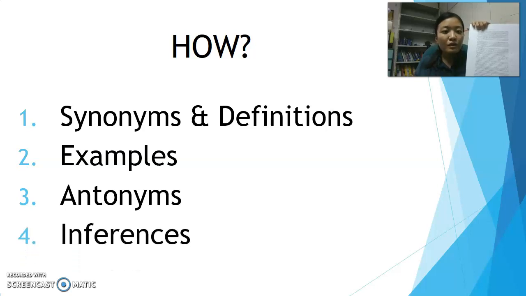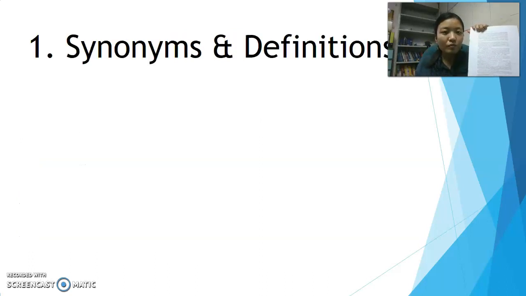And then finally, you may infer the meaning of the word. Making inference basically means guessing the meaning of those words based on your own experiences, your own readings and your own general knowledge. These kinds of words do not have clues around in the passage. You have to try to guess on your own based on your own general knowledge. Alright, we look at synonyms and definitions first.